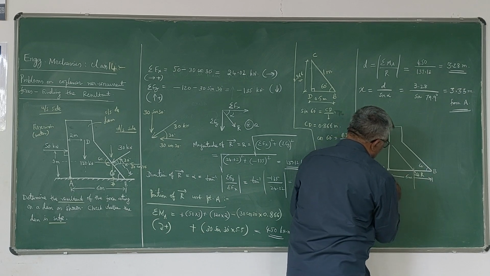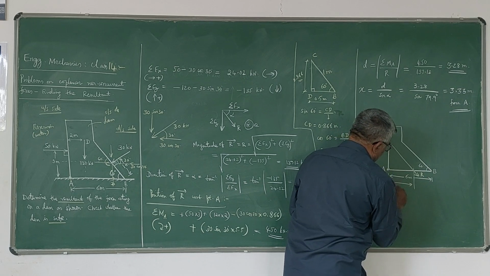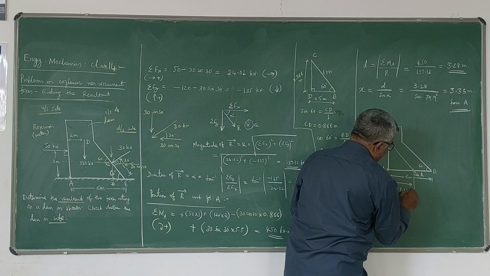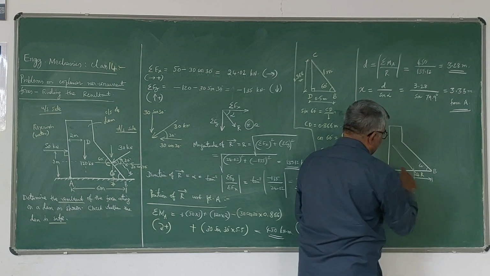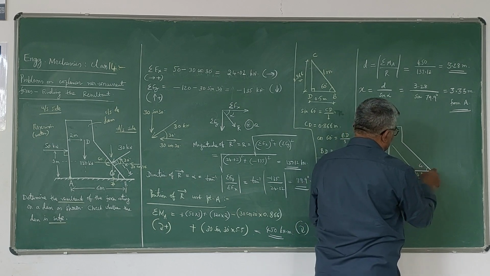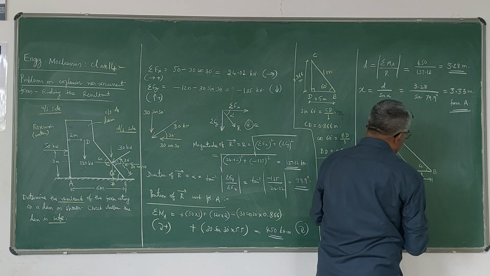This value is your x value. So this x is 3.33 meters. That's what we have got. Just slightly better than this midpoint.